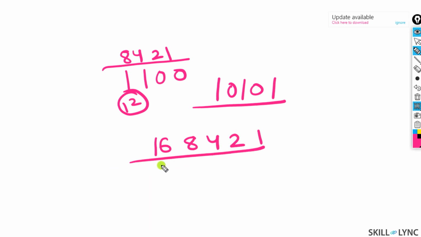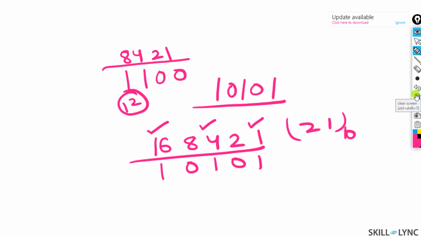Now just write down the question, 10101. Now which ones are 1? 1 is at 16, 4 and 1. 16 plus 4 is 20. 20 plus 1 is 21. So 21 is the answer.